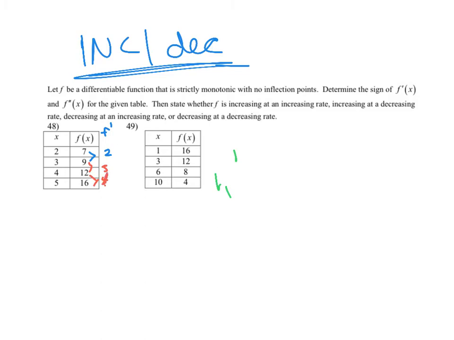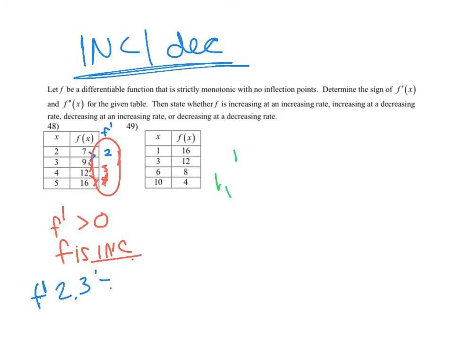So let's answer the first part of the question. F prime is what type of number? F prime is greater than 0. All of these numbers were greater than 0, which tells me that f is increasing. Okay, since f prime is positive, f is increasing. Now I'm just going to look at what those numbers did. What did my slopes do? F prime went from 2 to 3 to 4. It increased. So I would say f is increasing at an increasing rate.